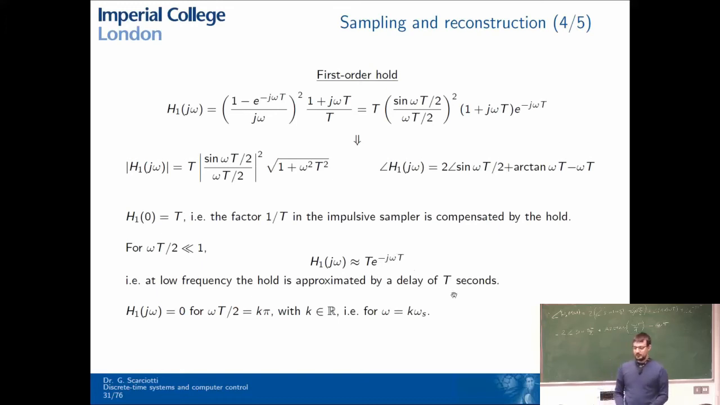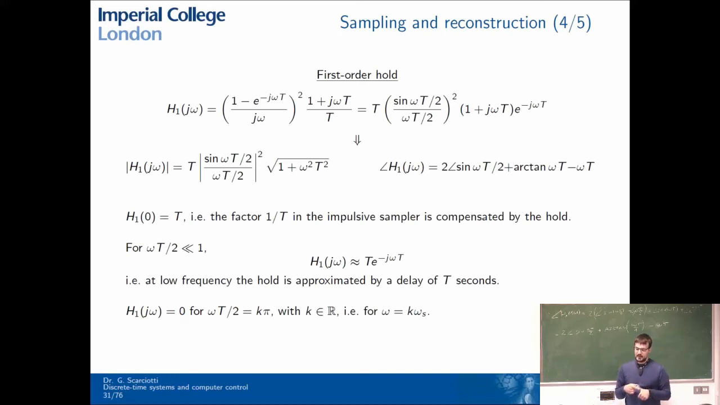So now instead of having a delay of T over 2 seconds, we have double the amount of delay. And this is going to disrupt much more stability with respect to the zero order hold. So the consequence of this discussion is that it's true that the first order hold provides a better approximation of the signal with respect to the zero order hold. However, using the first order hold has 2 bad effects.